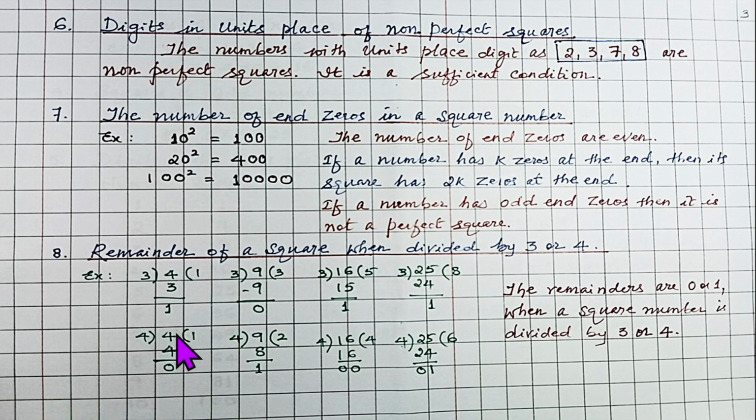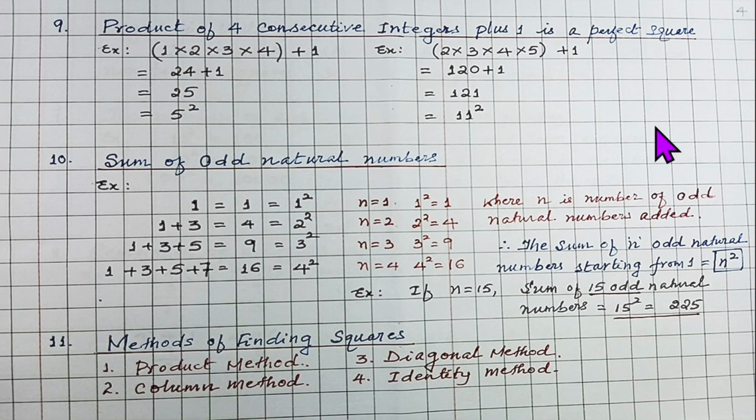Now let us take square number division by 4. If I divide the perfect square 4 by 4, I get 0 as the remainder. 9 divided by 4, I get 1 as the remainder. And 16 by 4, I get 0 as the remainder. That means when a square number is divided by 4, the remainders are either 0 or 1. Therefore, the remainders are 0 or 1 when a perfect square is divided by 3 or 4. Remember that, a very important property.